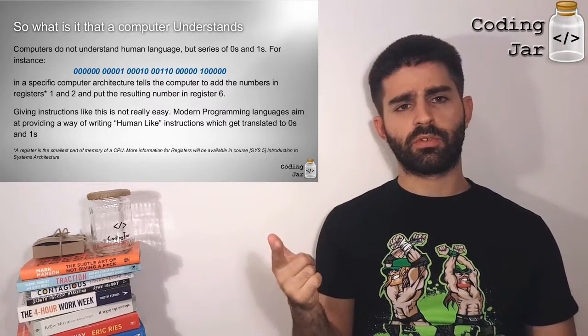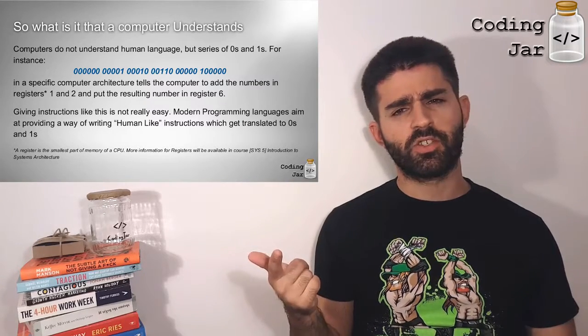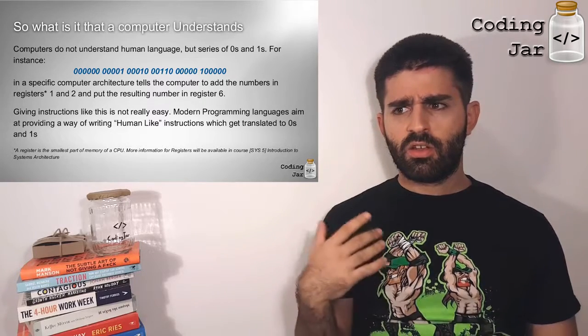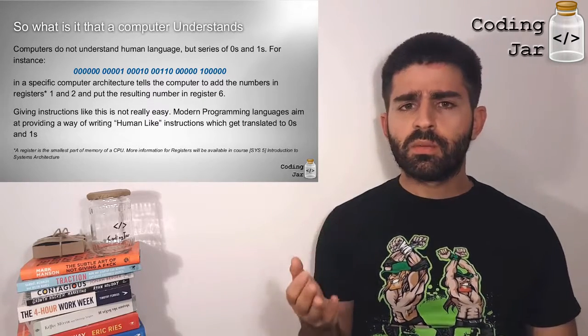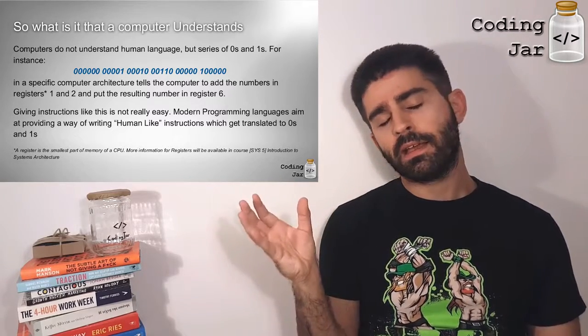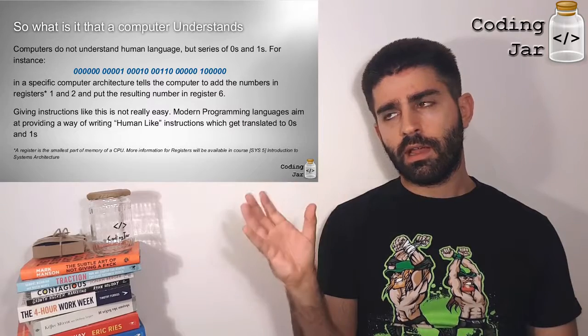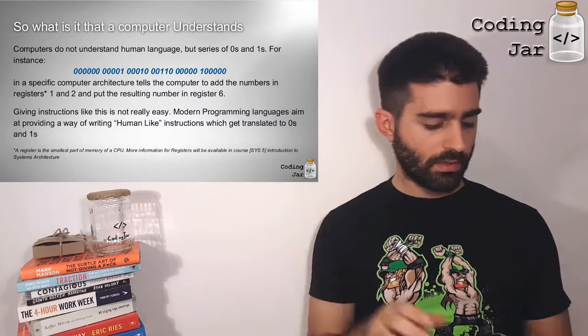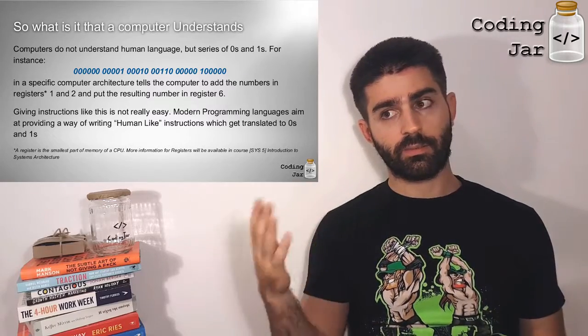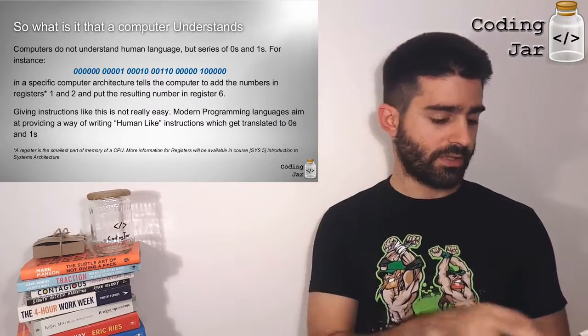So it's not really easy to give instructions to the computer like this, with zeros and ones. Some people do it because they're crazy, or because it's their job, or both. But it's not easy. What we want is to be able to provide the computer with instructions in a human-like language, which we will be calling a programming language from now on, which then will get translated at some point to zeros and ones, which the computer understands.